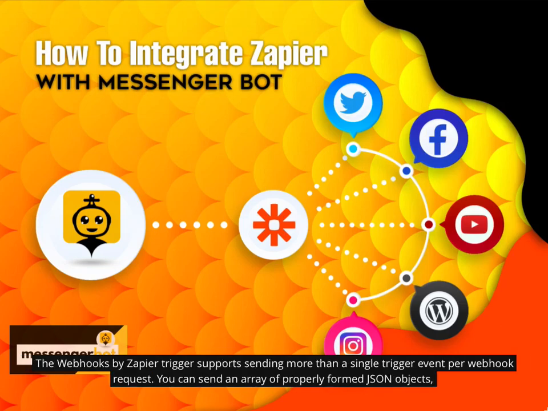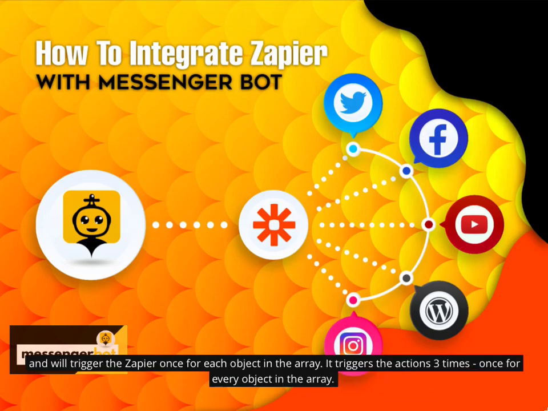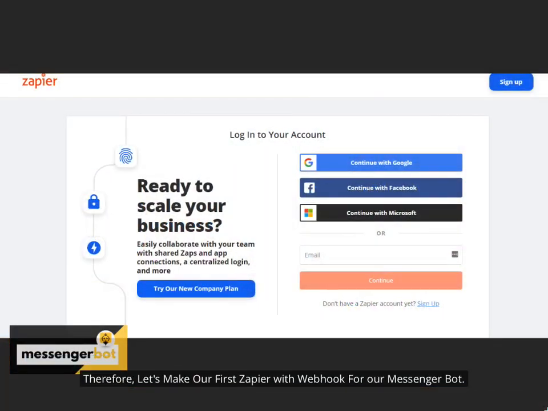The Webhooks by Zapier trigger supports sending more than a single trigger event per webhook request. You can send an array of properly formed JSON objects, and it will trigger the Zapier once for each object in the array. It triggers the actions 3 times, once for every object in the array. Therefore, let's make our first Zapier with Webhook for our Messenger bot.